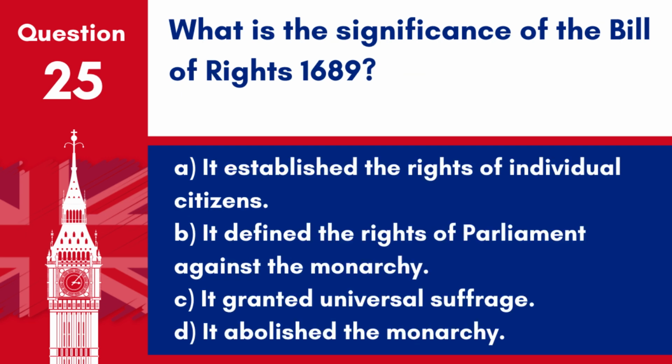Question 25. What is the significance of the Bill of Rights 1689? A. It established the rights of individual citizens. B. It defined the rights of Parliament against the monarchy. C. It granted universal suffrage. D. It abolished the monarchy. Answer: B. It defined the rights of Parliament against the monarchy. The Bill of Rights 1689 is significant for defining the rights of Parliament against the monarchy.